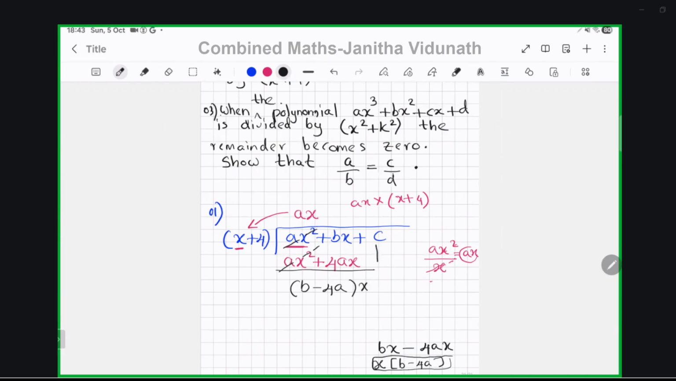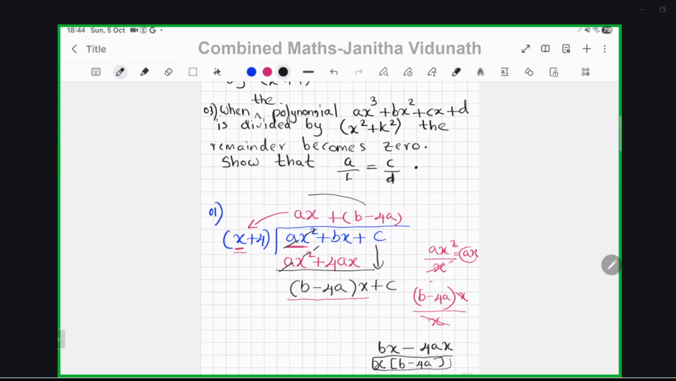Then we need to bring down this + c. Think of those as just numbers. Then we need to divide the leading term of this by the leading term of the divisor. So (b − 4a)x needs to be divided by x. Then the x cancels out, and b − 4a is remaining.